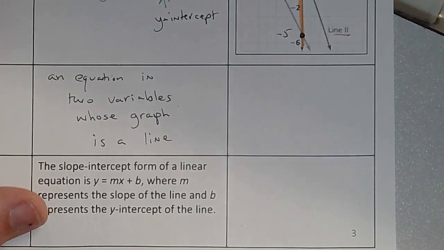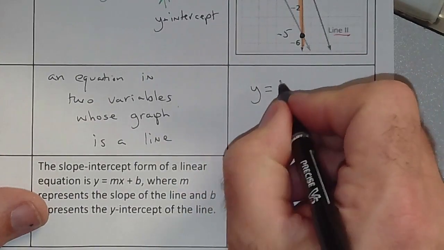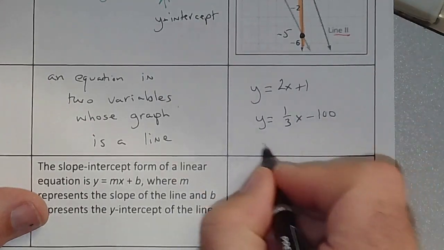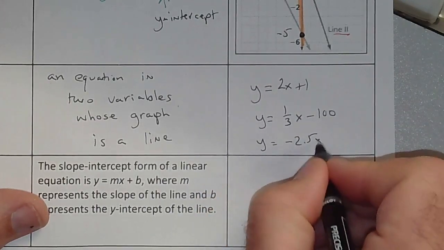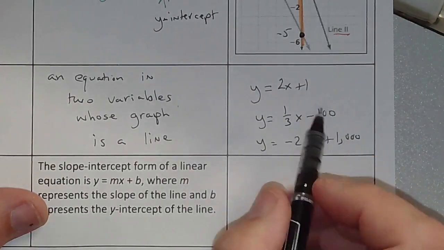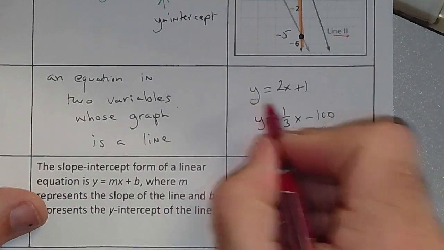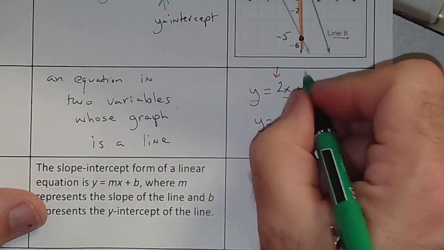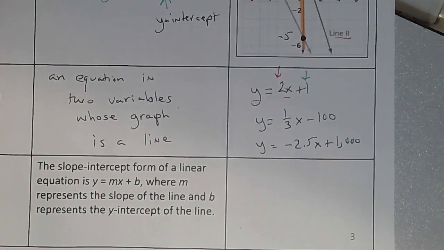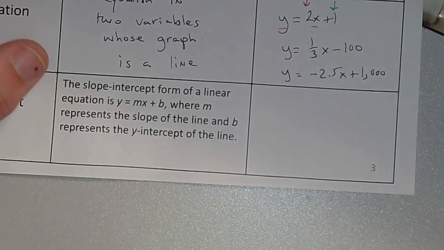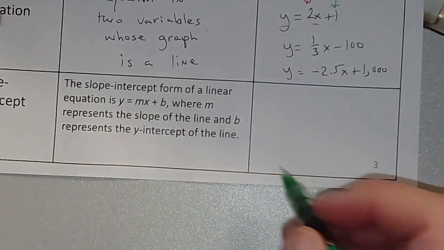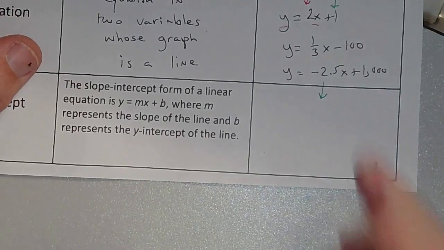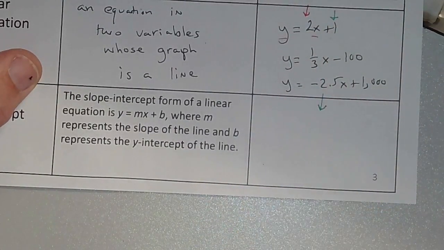Now that you've unpaused your video, you should have something like y equals 2x plus 1, or y equals 1/3 x minus 100, or y equals negative 2.5x plus 1,000. Something that has a y and an x, and also a coefficient of x for the slope, and a constant for our y-intercept. Now on our last line, the slope-intercept form of a linear equation is just the definition of the slope-intercept form. So we don't need to necessarily write it here because I asked you to do that before, so I'm just going to draw a little arrow to connect those two. Here's my slope-intercept form equation examples. Here they are here too.